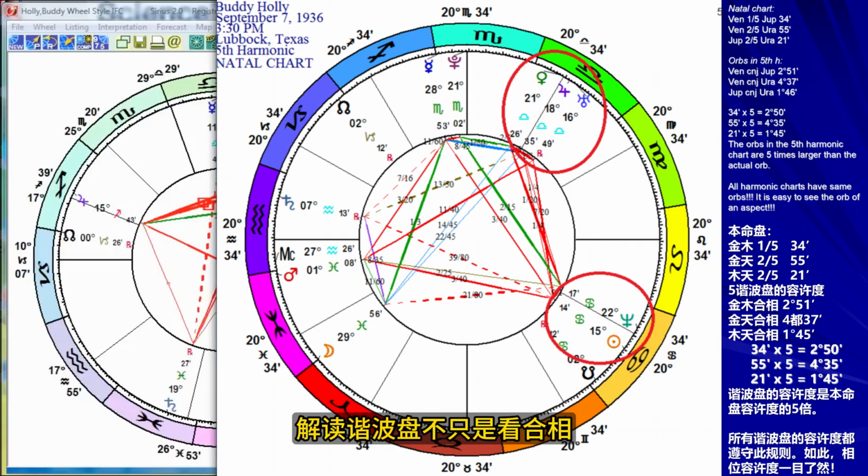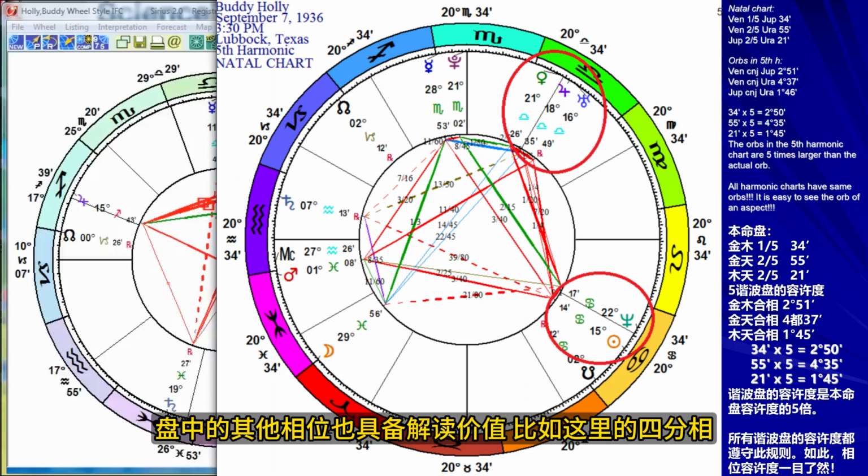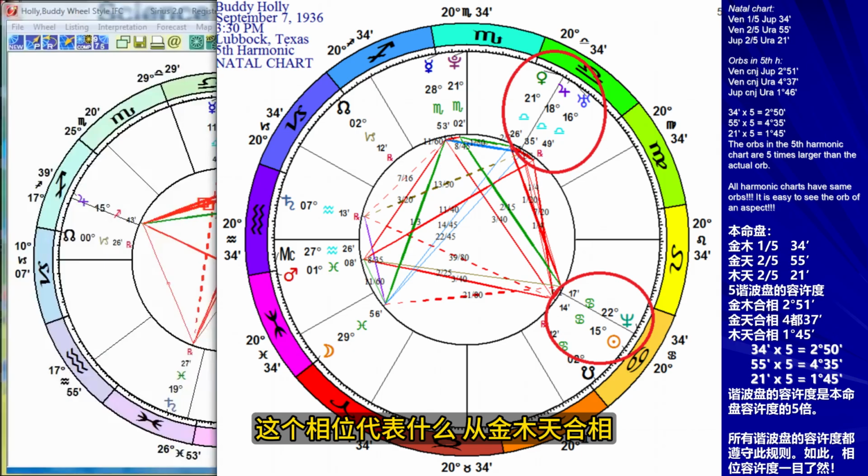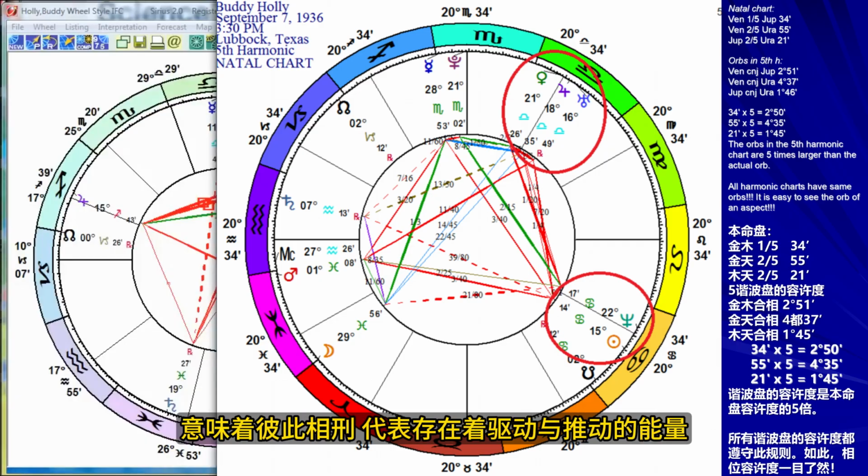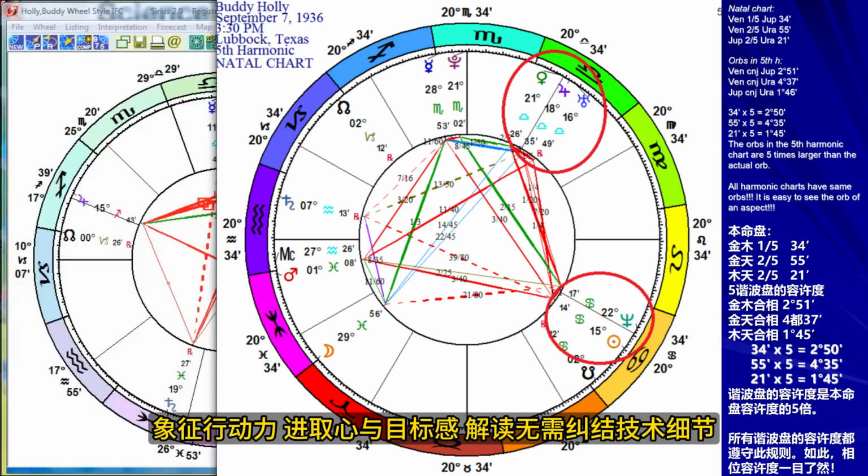We don't just look at conjunctions. In the harmonic chart, we can look at other aspects. For example, notice this square. What does it mean that there's a square from the Venus-Jupiter-Uranus conjunction to the Sun-Neptune conjunction? Well, the interpretation is simple. You don't have to understand the technical details to appreciate this. If you see a square in the harmonic chart, it means they're squared. Square means driving, motivating, want to achieve. So to interpret it, you don't have to understand the technical details.